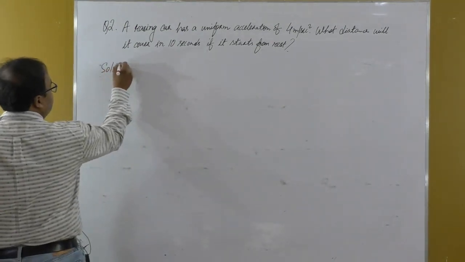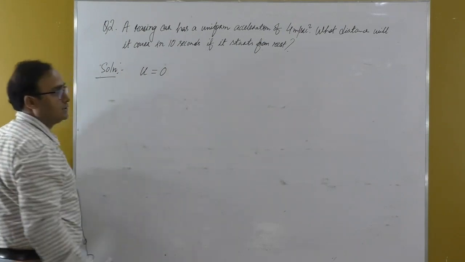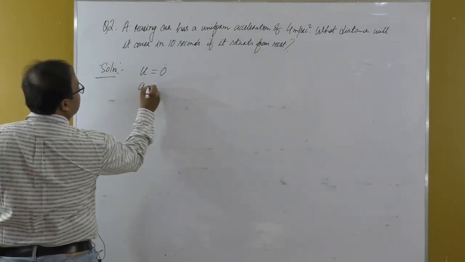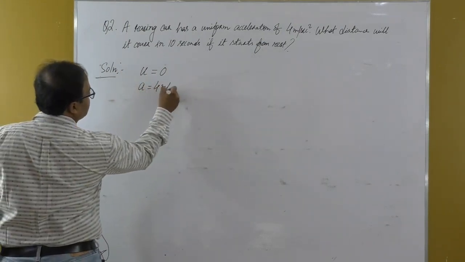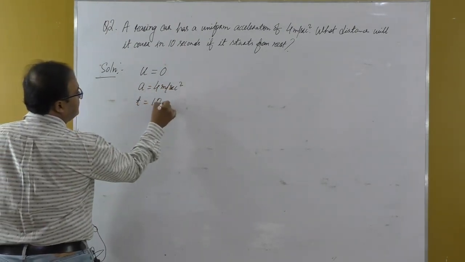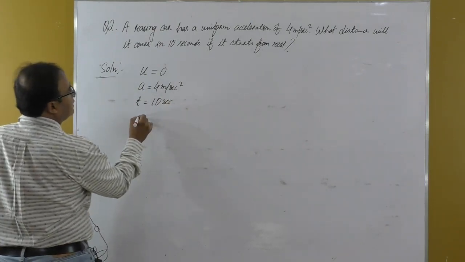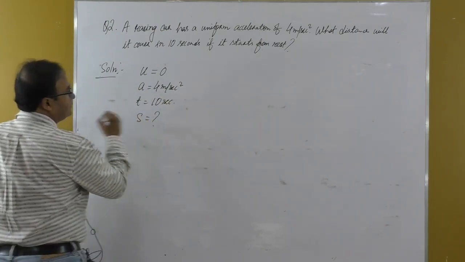Look at the solution here. The body starts from rest, इसलिए u होगा 0. Acceleration given है 4 meter per second square. Then time is also given, 10 seconds. And you are asked to calculate the distance covered.